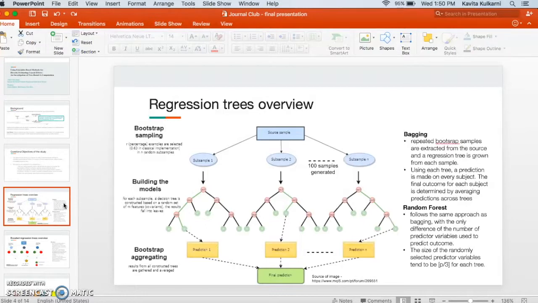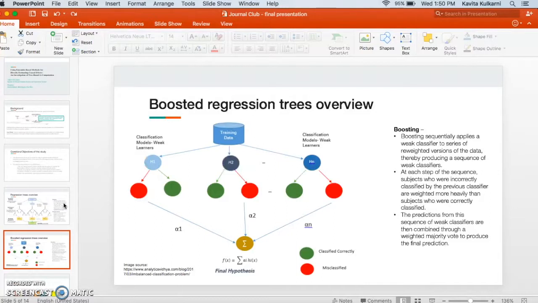Random forest also works the same way, with the only difference being that the predictor variables used for each of the subsamples that are generated randomly are a subset of the total set of predictor variables. And this subset of predictor variables can be defaulted to the total number divided by 3, and that's what was used in this study.